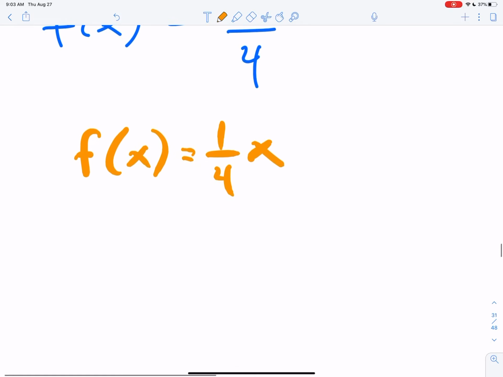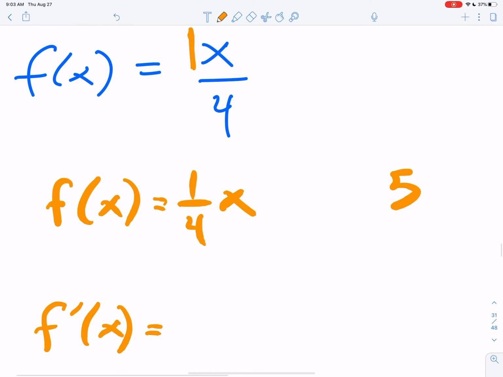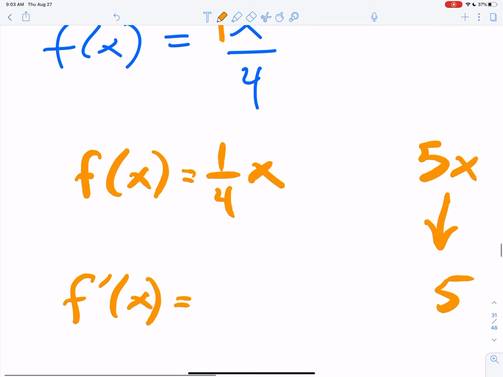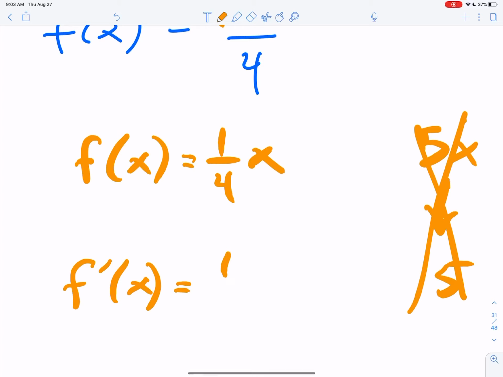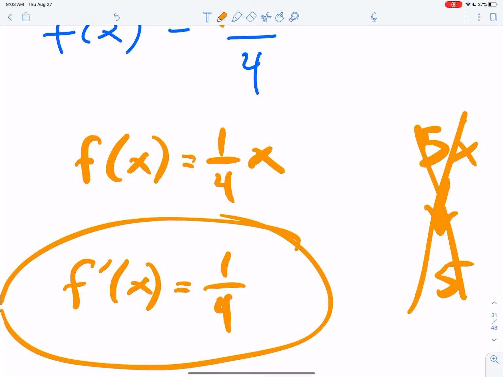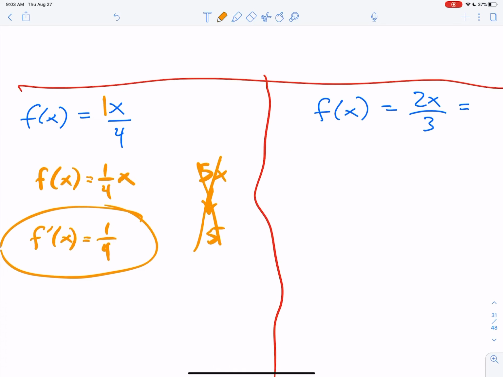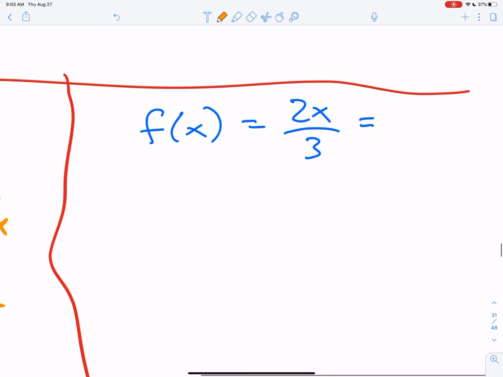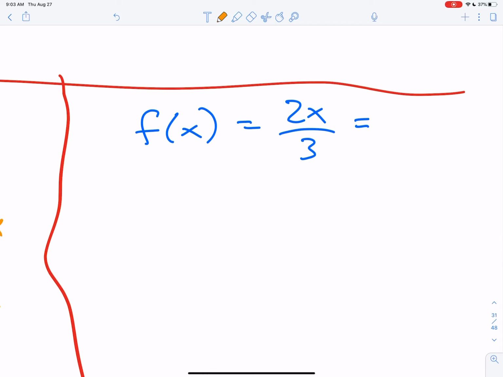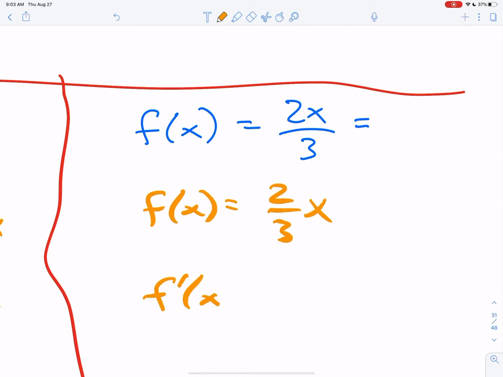So the derivative, kind of like if your function was 5x, what would the derivative be, right? It would just be 5, the coefficient. So here the derivative would just be 1/4. All right? You could totally avoid the quotient rule, which takes forever. Go ahead and try this one here. F of x is just 2/3 x, so the derivative is 2/3.